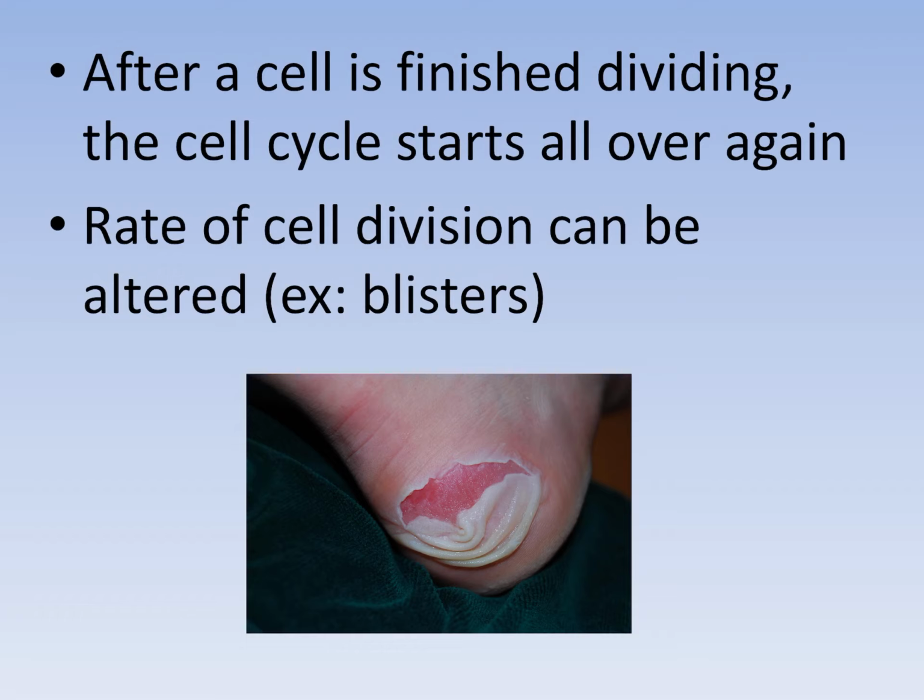So the cell division will happen quicker with blisters because you've got that dead skin, or that skin's rubbing off, and so the skin underneath has to quickly regenerate, quickly divide and go through that division process.